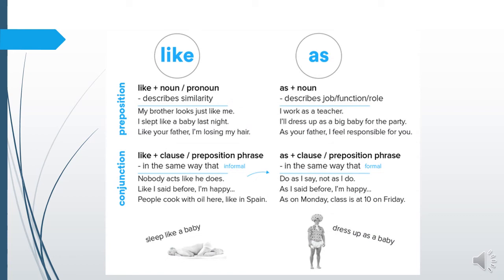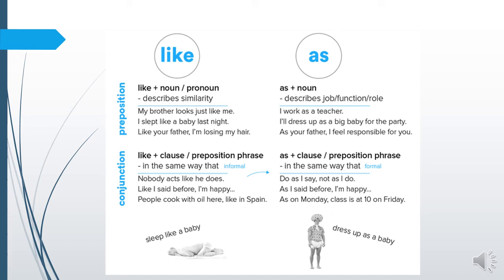The difference between like and as. First of all, like, when it is a preposition, is followed by either a noun or a pronoun, whereas as, as a preposition, is followed only by a noun. Like describes similarity, whereas as describes job, function, role. For example, my brother looks just like me, so he's very similar to me. But when you say I work as a teacher, this is a job, this is your role.